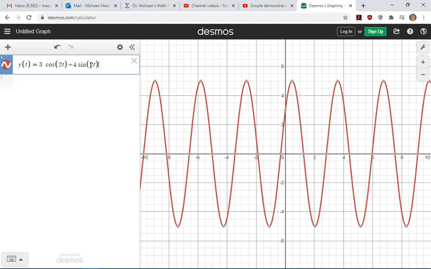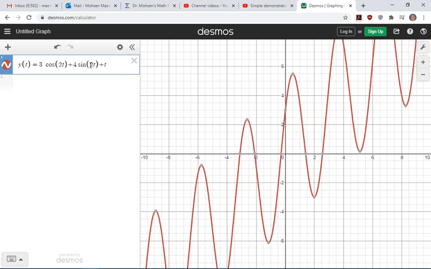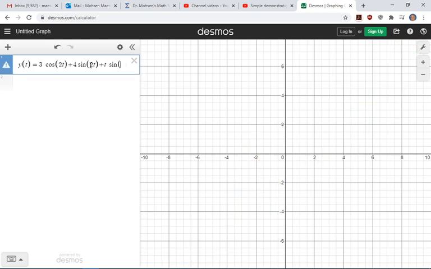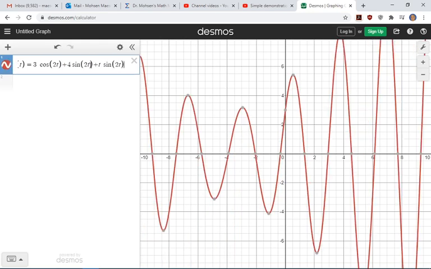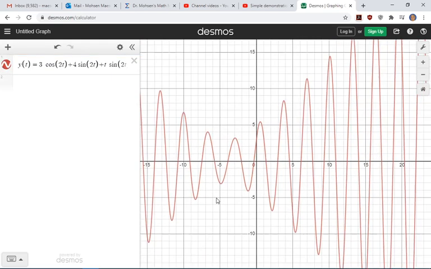Now if we throw in the last term, the coefficient there was 5 over 4 and such, but that's not a significant component. The significant component was that t, so I write t times sine of 2t, and then you see immediately the picture changes. Is this what you were expecting? Let me zoom out here. You see, were you expecting this picture?